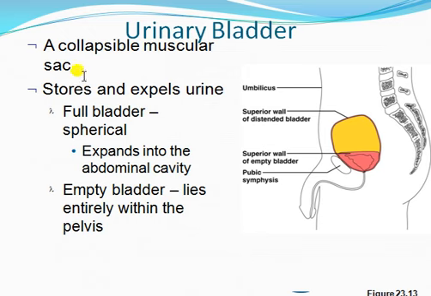So the urinary bladder is a collapsible muscular sac. It is a muscular sac that stores and expels the urine. Full bladders are spherical in nature and expand into the abdominal cavity. So where is it present? It is present in the abdominal cavity. An empty bladder lies within the pelvis. So whatever the empty bladder is, here the pelvis is present. It is bone.